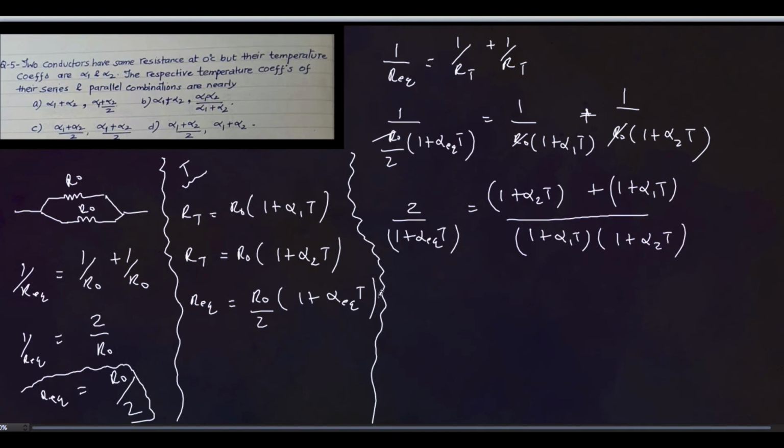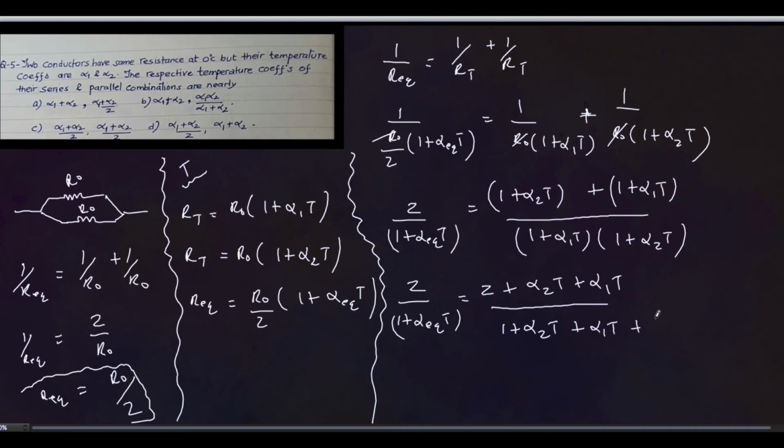Now I am going to solve this one. 2 by (1 plus alpha eq into T) equals 2 plus alpha 2T plus alpha 1T, all divided by, multiplying these two, 1 into 1 is 1, 1 into alpha 2T is alpha 2T, alpha 1 into T into 1 is alpha 1T, plus alpha 1T into alpha 2T.